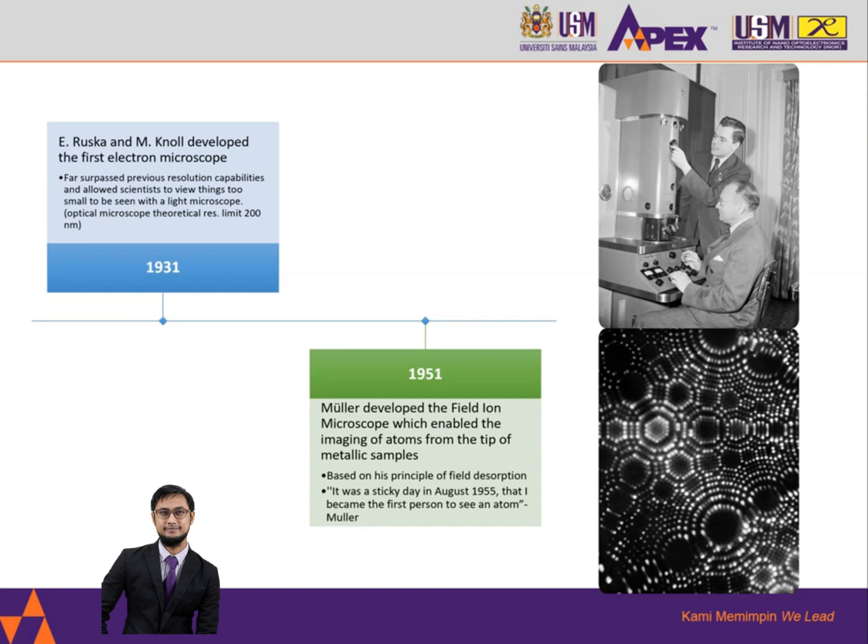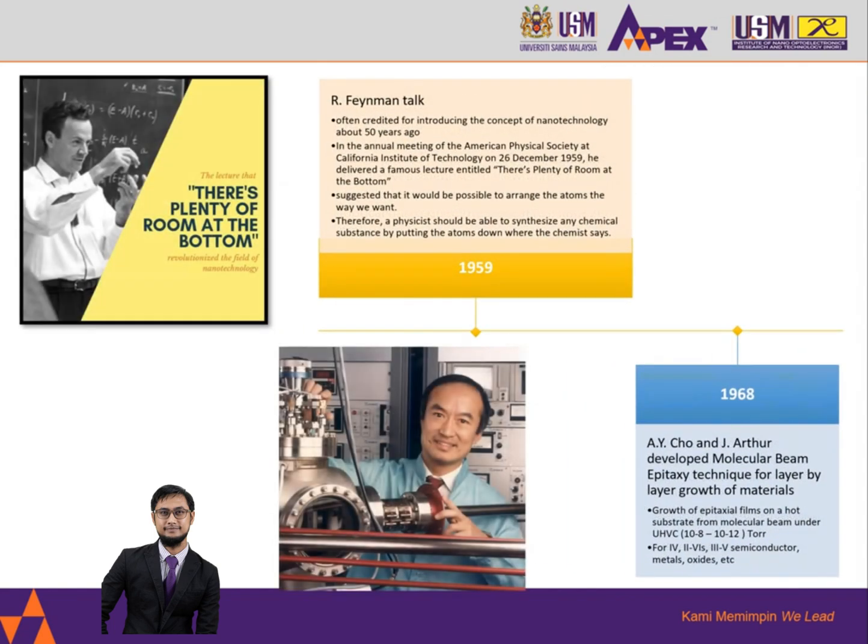He wrote in his book the following sentence: "It was a sticky day in August 1955 that I became the first person to see an atom." And the field ion microscope works based on his own principle of field desorption. The image on the right shows a field ion microscope image of tungsten. Each of the bright spots is actually a single, individual tungsten atom that shows its crystal structure.